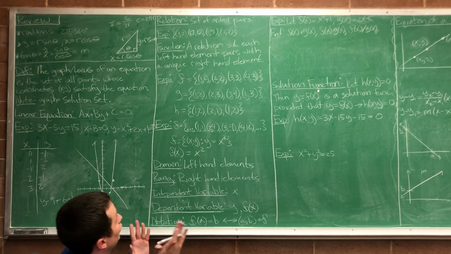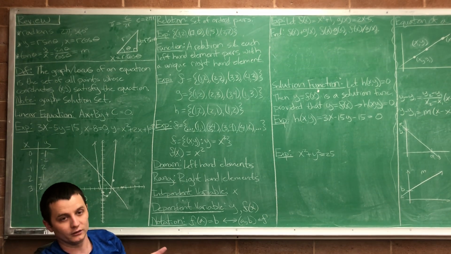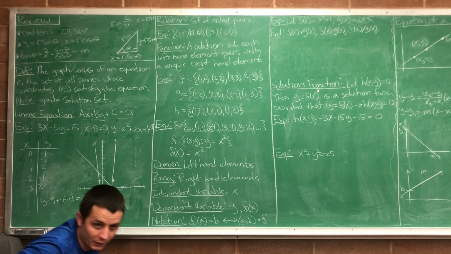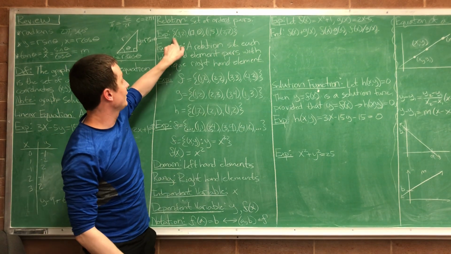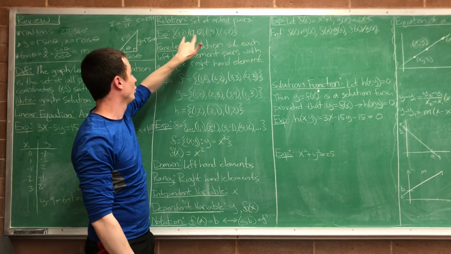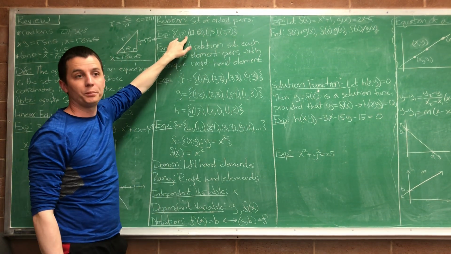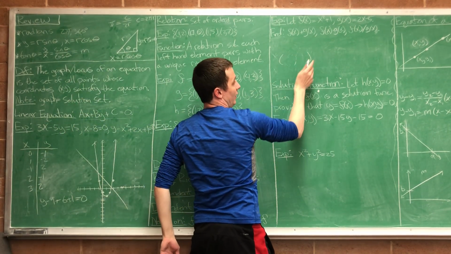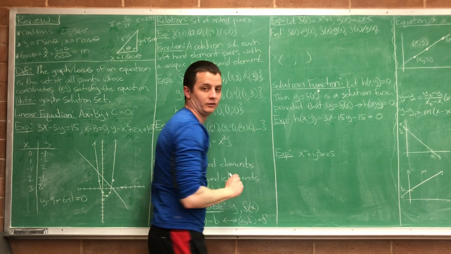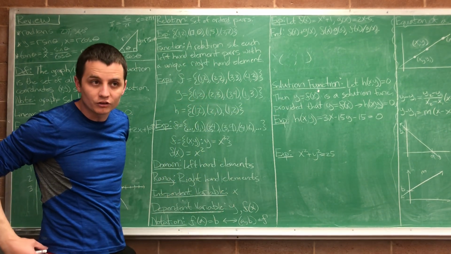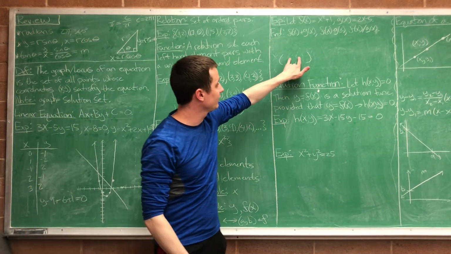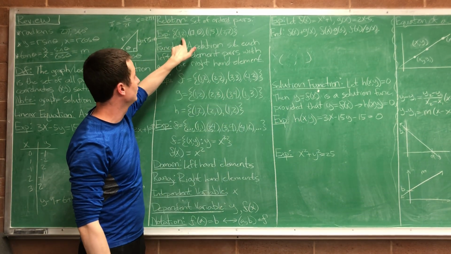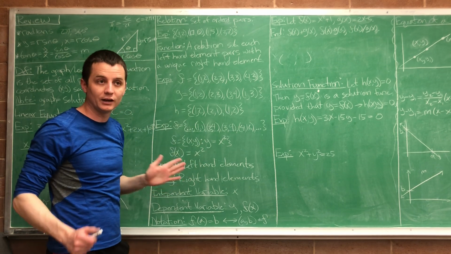A relation is just a set of ordered pairs. That's it. Take a set where everything inside the set is an ordered pair. An ordered pair just means parentheses, something, and parentheses. So two things inside of parentheses. Doesn't matter what those two things are, but if it's two things inside of parentheses, it's an ordered pair. A relation is a set where everything inside of it is an ordered pair.